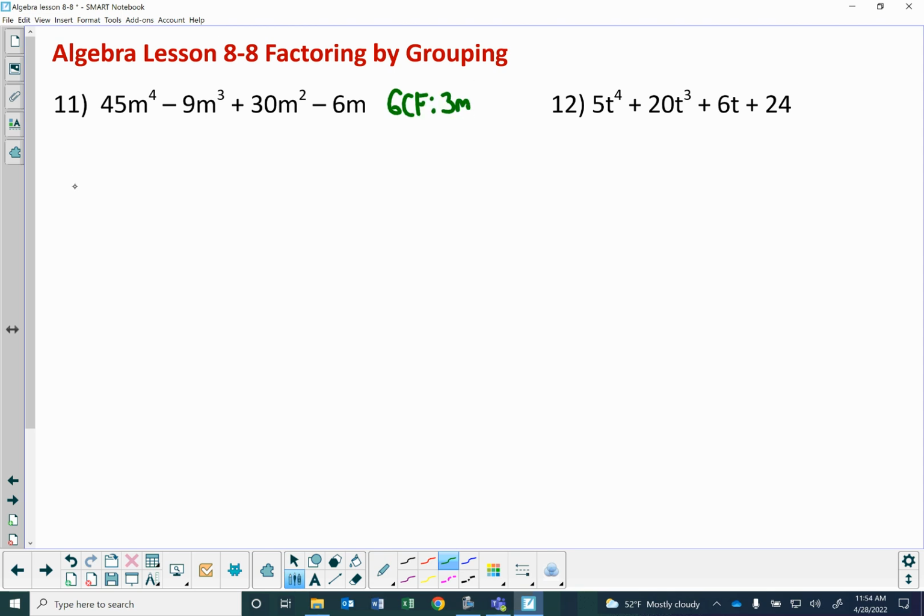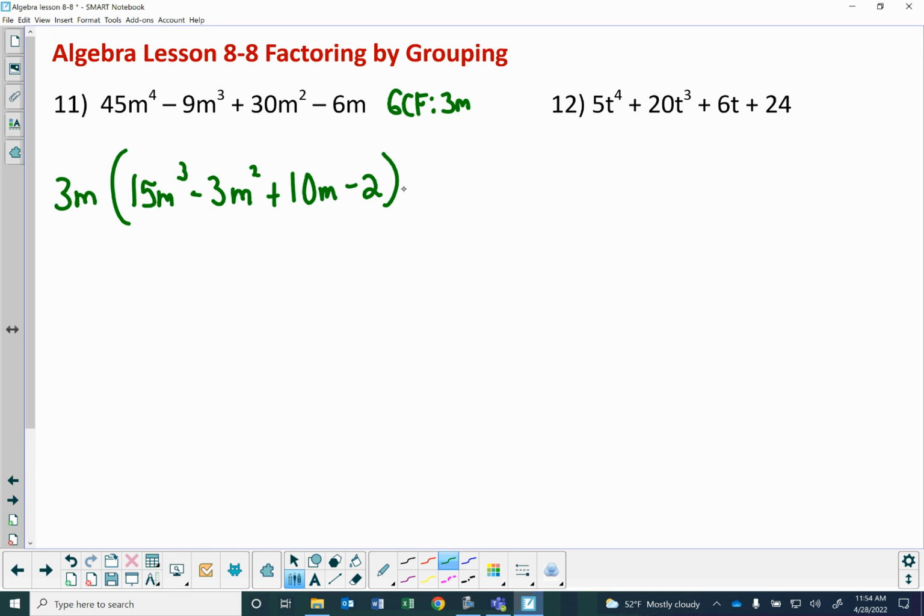So I'm going to divide everything by 3m. When I do that, I get 45m to the 4th divided by 3m is 15m to the 3rd, minus 9 divided by 3 is 3, m to the 3rd divided by m is m squared, plus 30m squared divided by 3m is 10m, and then negative 6m divided by 3m is negative 2.